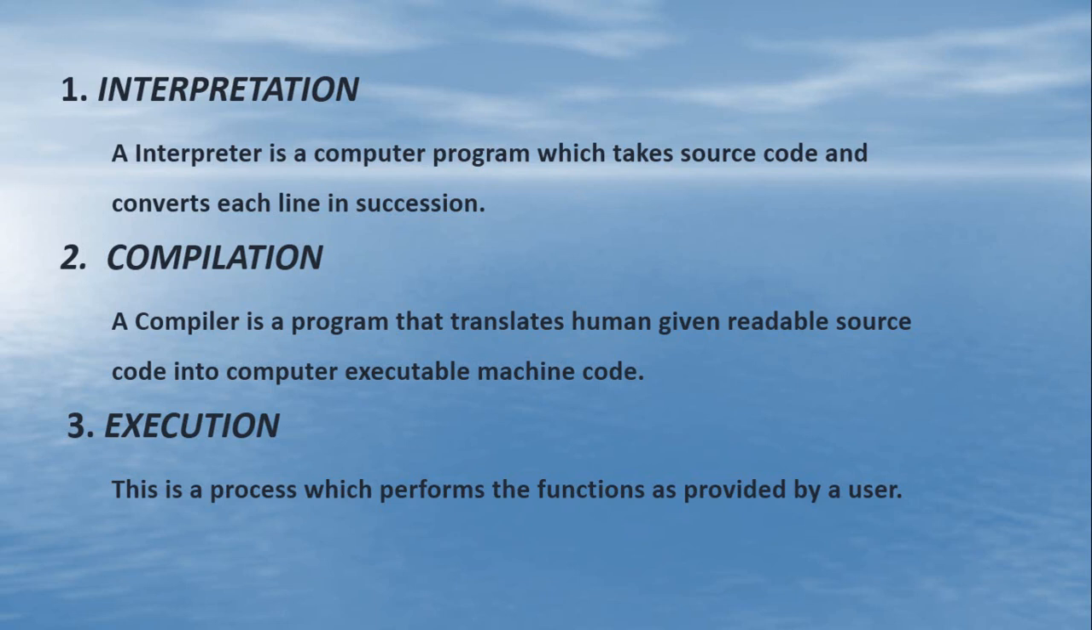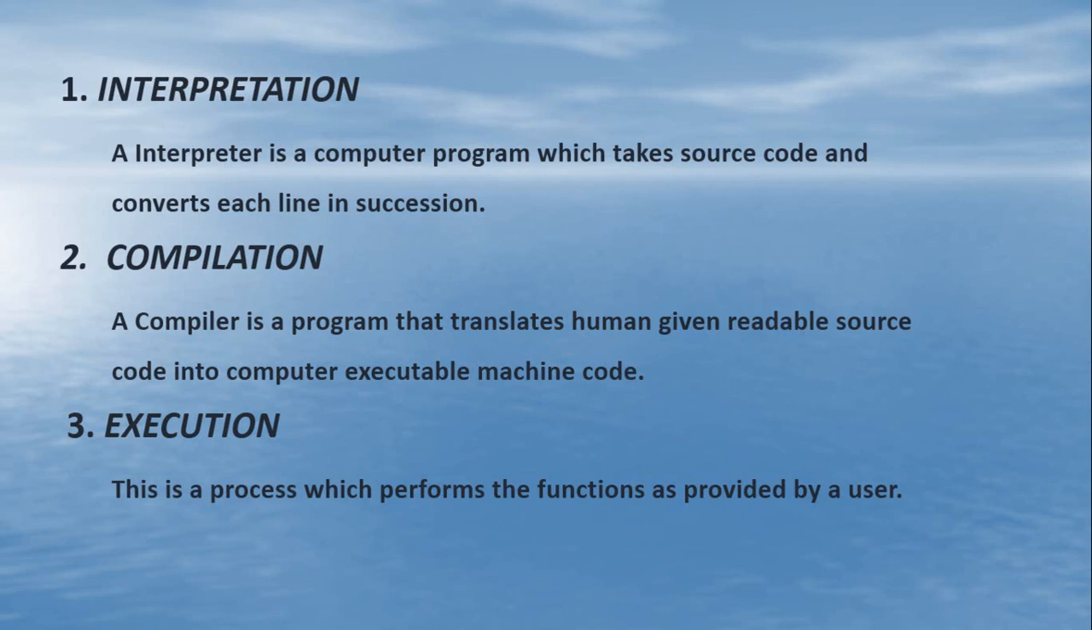The second step is compilation. A compiler is a program that translates human-readable source code into computer-executable machine code. We can say that compilers are like translators, which translate all the instructions of the program into machine-readable code. The code must comply with the syntax rules of whichever programming language it is written in.